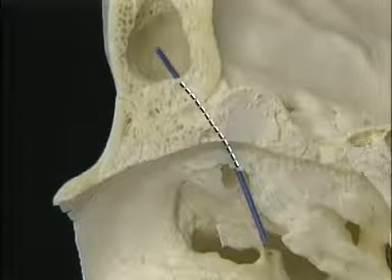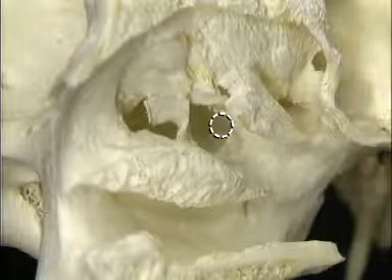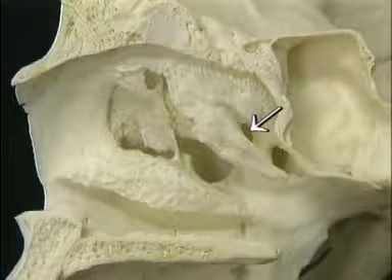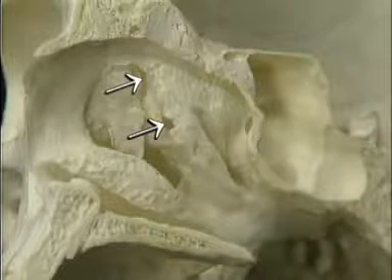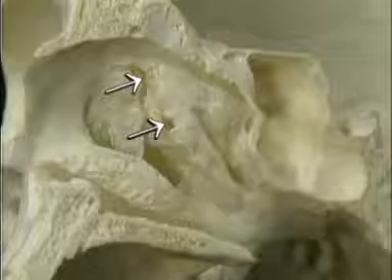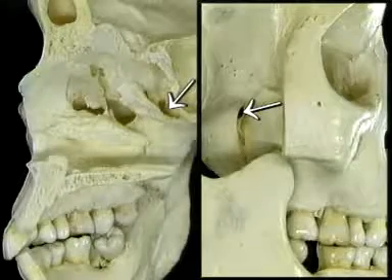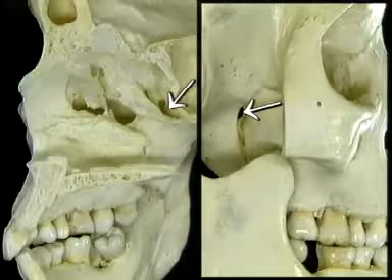Here are the frontonasal duct, the openings for the maxillary sinus, the sphenoid sinus, and the ethmoid air cells, posterior and anterior. Here are the openings for the nasolacrimal duct and the sphenopalatine foramen.